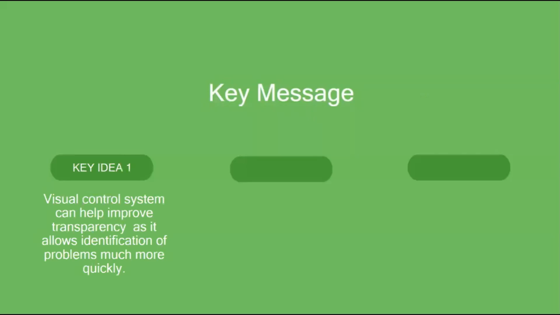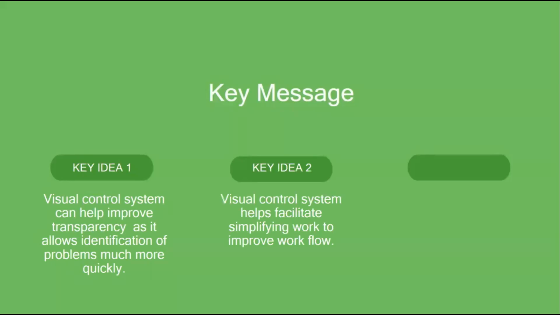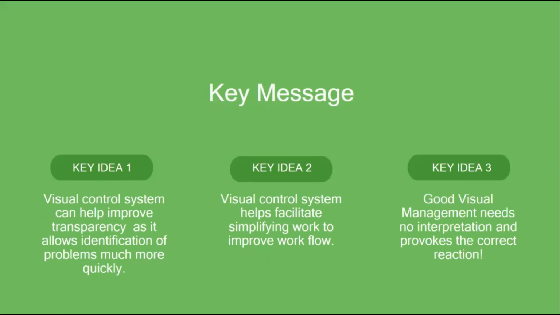To recall, the key message of this lesson is, number 1, visual control system can help improve transparency as it allows identification of problems much more quickly. Key idea number 2, visual control helps facilitate simplifying work to improve workflow. And key idea number 3, good visual management needs no interpretation and provokes the correct reaction.